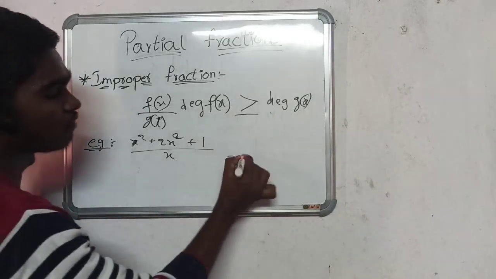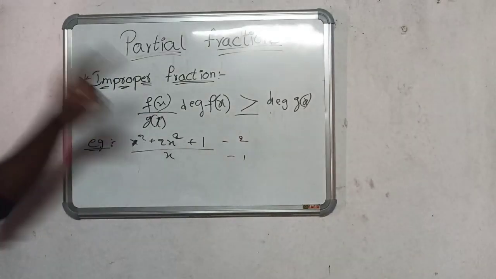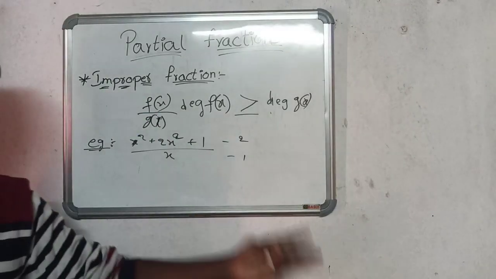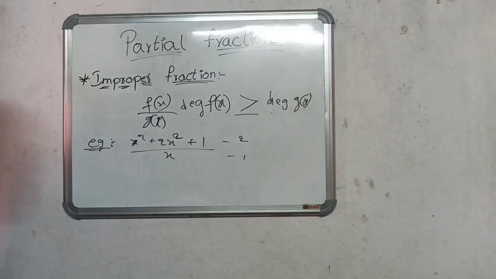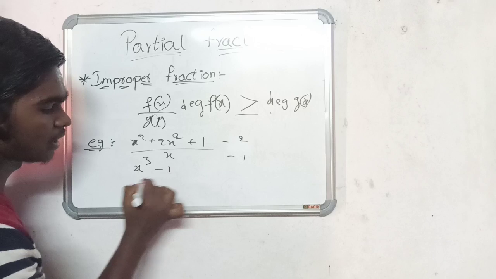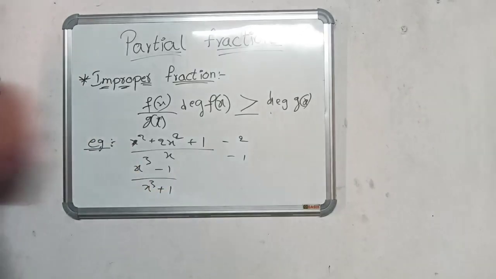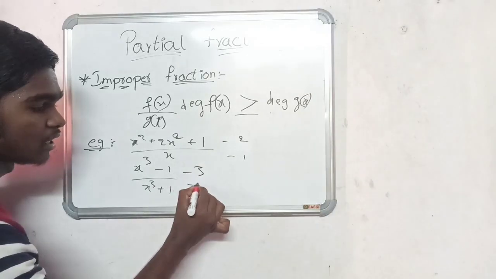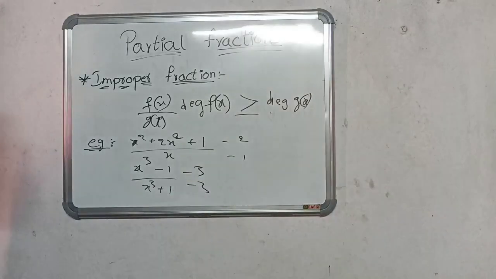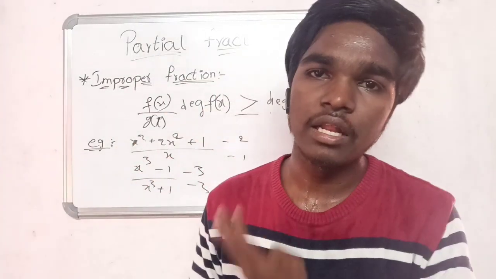Here the degree of g of x is 1, and the degree of f of x is 3. Here the degree of f of x is greater than the degree of g of x. And next another example, x cube minus 1 by x cube plus 1. Here the degree of f of x is 3 and the degree of g of x is 3. The degrees of both f of x and g of x are equal, so it is called an improper fraction.